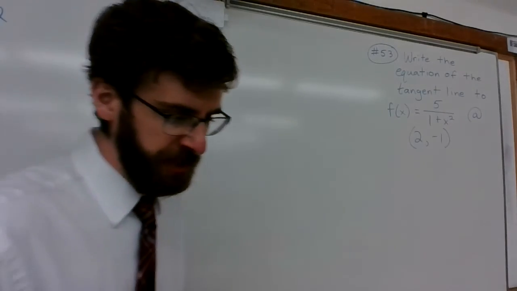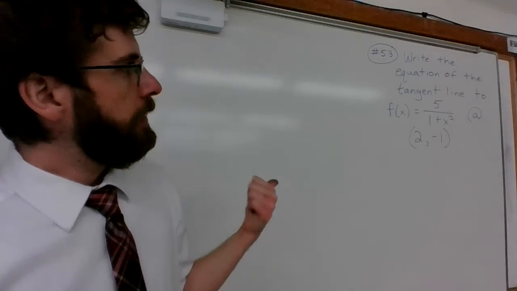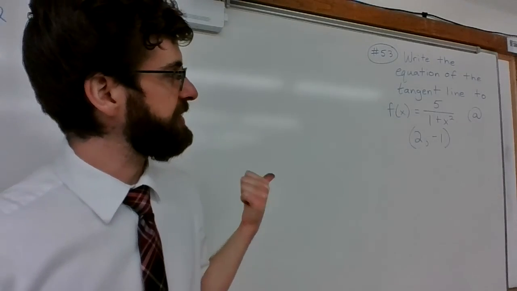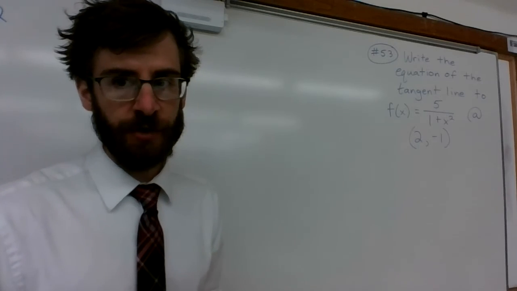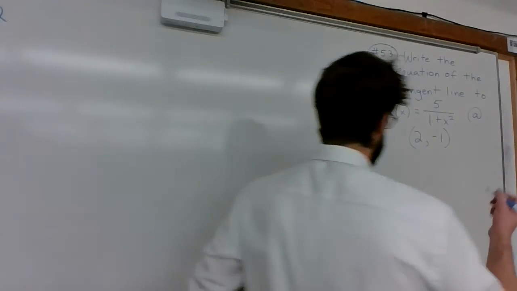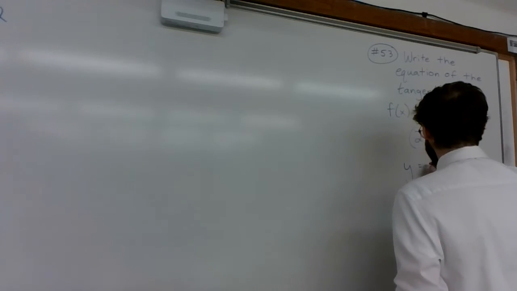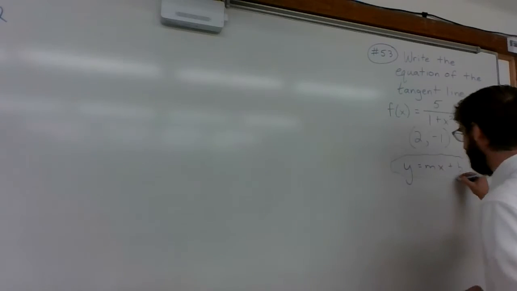Number 53 in the textbook, page 116 is what we're looking at right now. Write the equation of the tangent line to f of x equals 5 over 1 plus x squared at (2, negative 1). Now, if you recall, y equals mx plus b is what we're after.